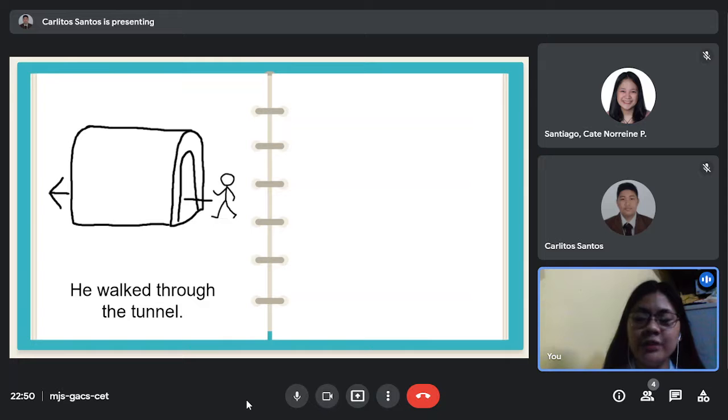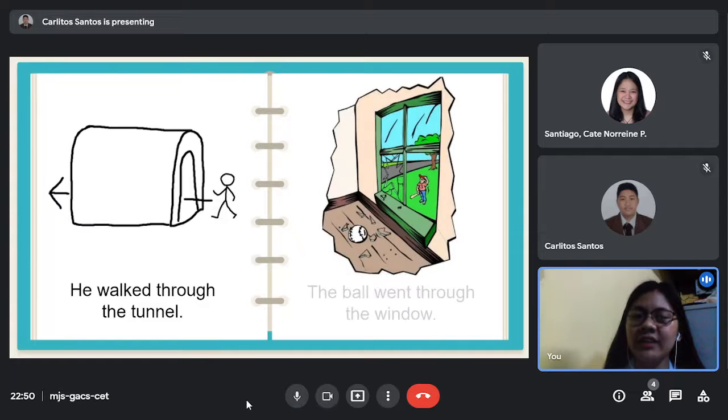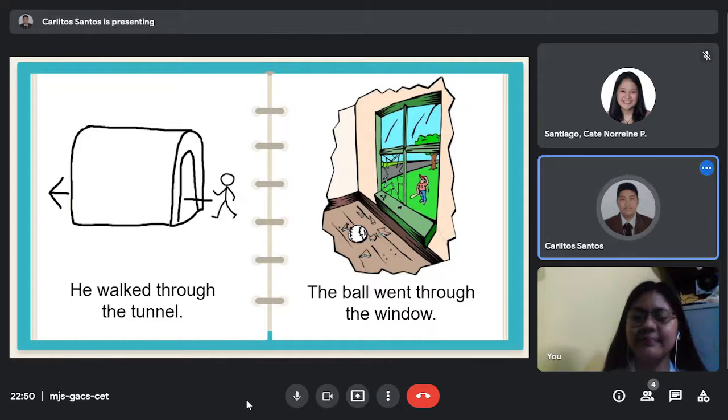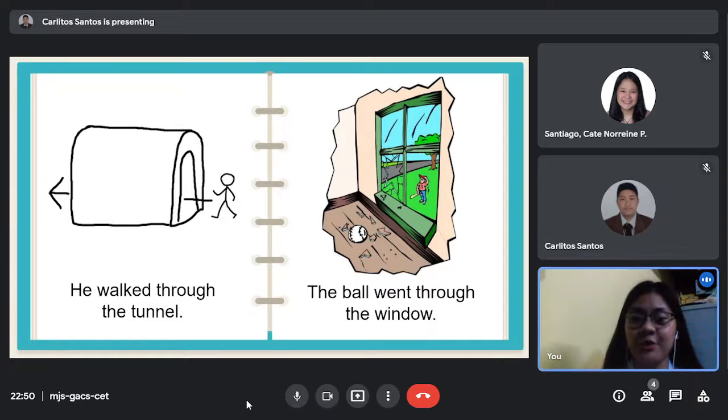He walked through the tunnel. Then we have the next picture. The ball went through the window. Class, what do you think is the common word here? Between these two sentences, what is the common word? The word through, ma'am. Thank you, and that is correct because we have here the common word through.